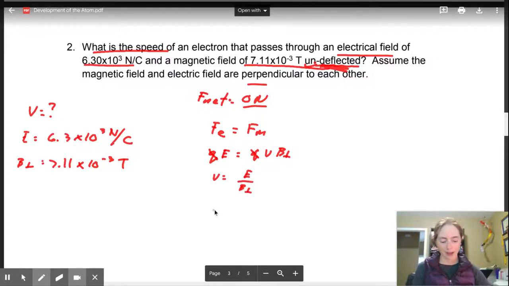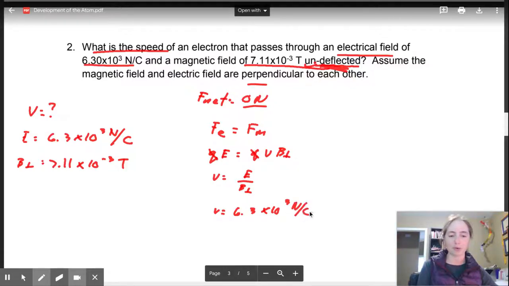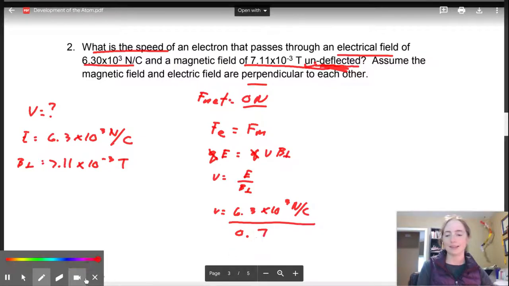Okay, so ladies and gentlemen, we take our values, E divided by B perpendicular, 6.3 times 10 to the power of 3 newtons per coulomb, divided by 7.11 times 10 to the power of negative 3 Tesla. Now, let's write this properly here.